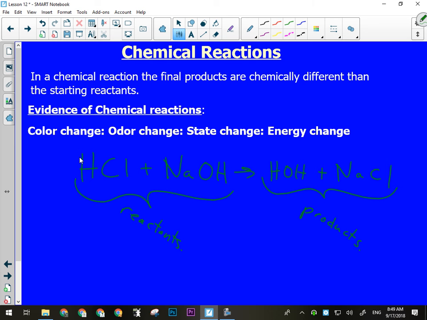Okay, so all reactions are going to go that way. Not all reactions are going to have 2 reactants and 2 products. Some reactions may have 1 reactant and 2 products, if something were to break down, or something may have 2 reactants and only 1 product. There's lots of different ways that a reaction can go.